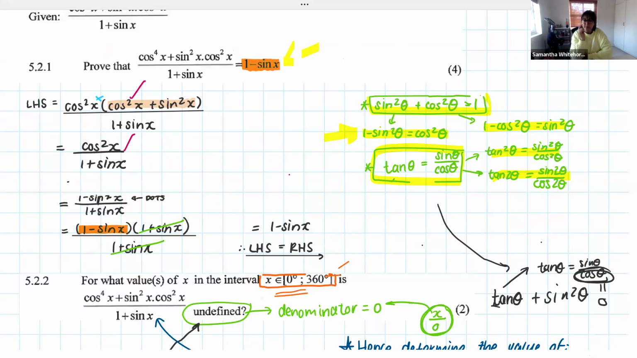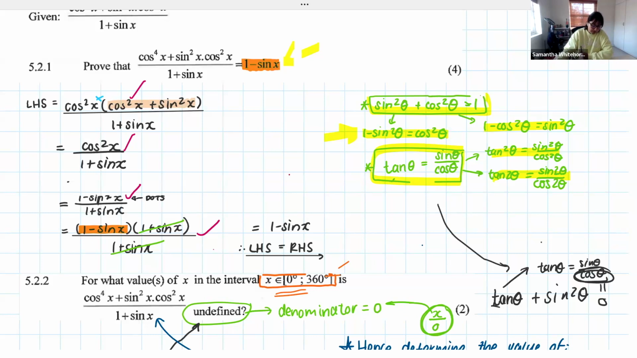cos squared x in your numerator. Understanding that you needed to apply the square identity to say 1 minus sine squared x, and then factorizing appropriately to eventually get your left-hand side equals right-hand side.